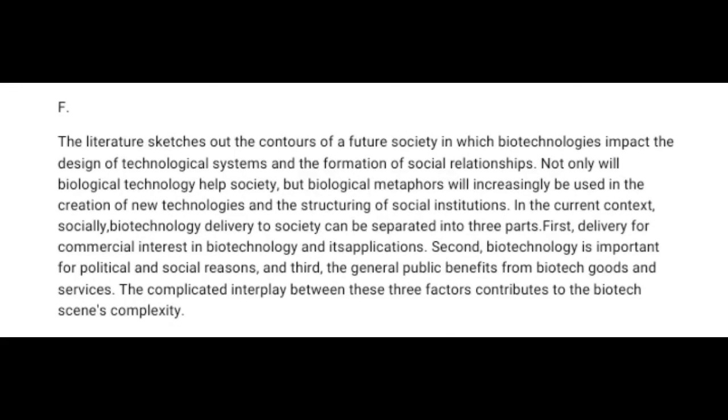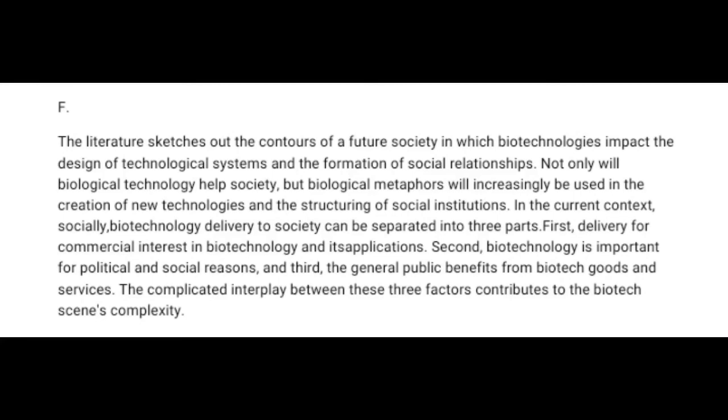The literature sketches out the contours of a future society in which biotechnologies impact the design of technological systems and the formation of social relationships. Not only will biological technology help society, but biological metaphors will increasingly be used in the creation of new technologies and the structuring of social institutions. In the current context, socially, biotechnology delivery to society can be separated into three parts.